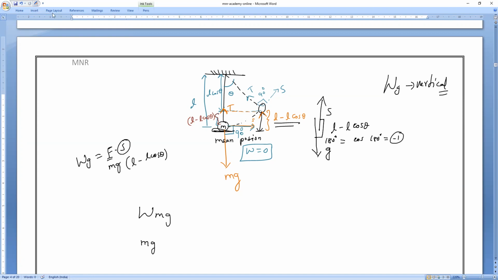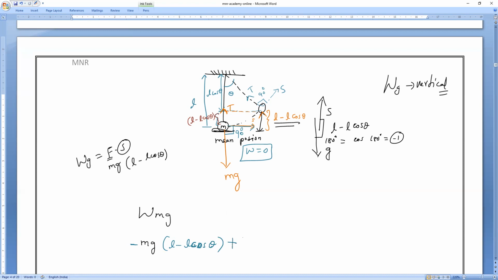Is it clear? The diagram is very confusing, so use multiple colors to draw. So what is the work done? It is minus mg into L minus L cos theta. Am I right or wrong? Everybody understood? So the work done by gravity is minus mg into L minus L cos theta.